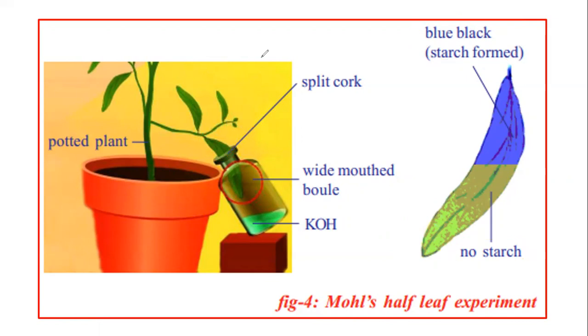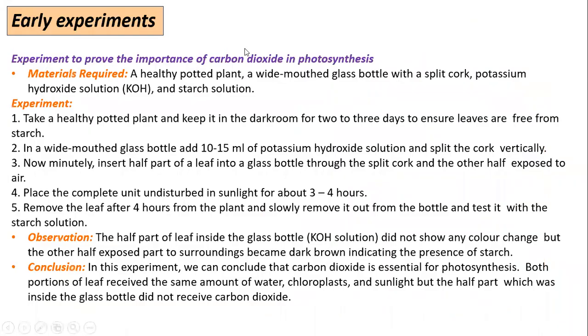You might have done your experiments in your biology laboratory. A blue-black color is shown by starch formation. So that is Moll's half-leaf experiment, the experiment which shows the essentiality of carbon dioxide. For this experiment, you have to take a healthy potted plant, a wide-mouthed glass bottle with a split cork, and potassium hydroxide solution. I have told you the role of this potassium hydroxide. It is necessary for absorbing the carbon dioxide. And finally, a starch solution as well.